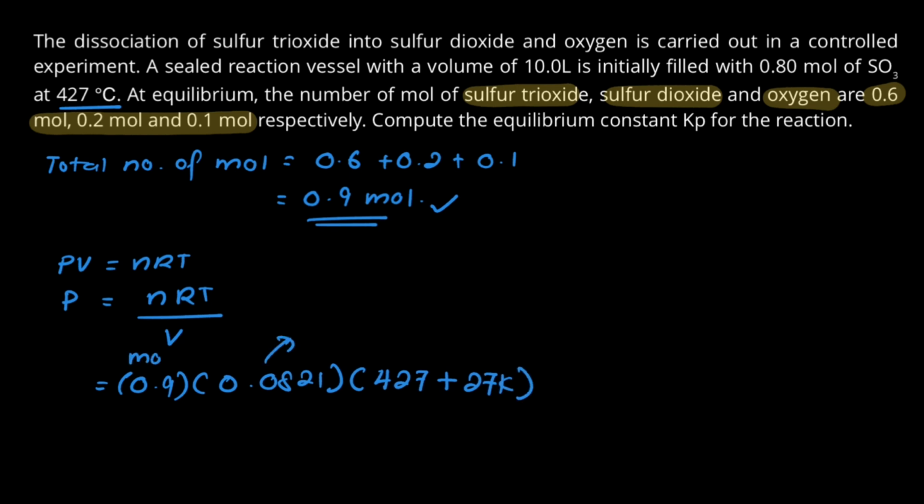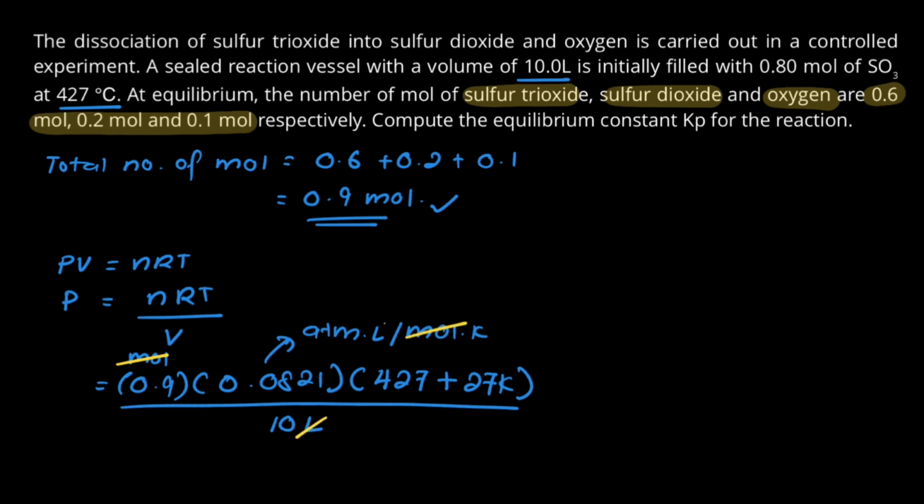So your n is in moles. Your gas constant should be in atm liter per mole Kelvin. So you are going to divide this by V, which is the volume given in the question, which is 10 liters. So now we are going to look at the units. We have moles here, we can cancel out with this. We have liters here, and then we have Kelvin, right? So you will end up having the unit for your total pressure in atm. So you plug this into your calculator and you will get the total pressure equivalent to 5.1723 atm.